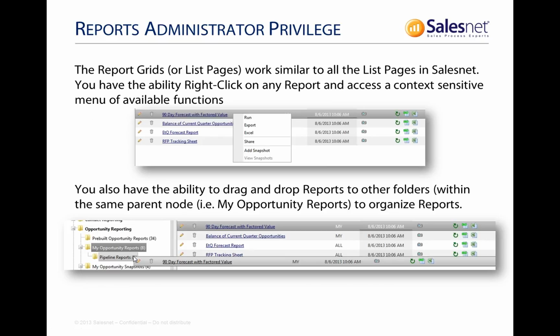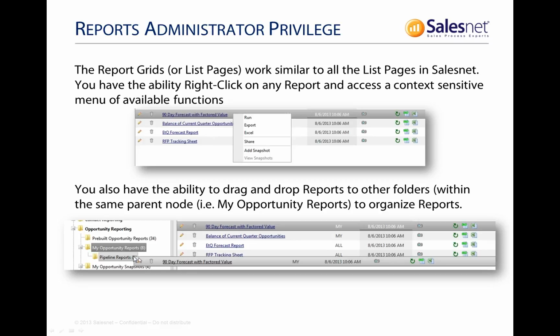And then we just have a little screen here as a reminder that when you're looking at a list of reports, you've got direct access capabilities just like any other grid. So when you right-click, you can run it, you can export it to CSV or Excel. If you've got the privilege, you can go ahead and share it. And then we have the Add Snapshot. This menu is reflected with these icons as well, so we have a number of different ways to get to each one of these functions.